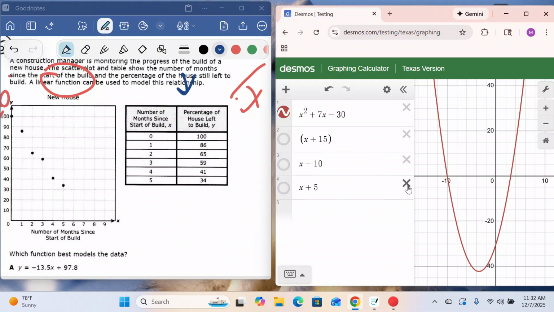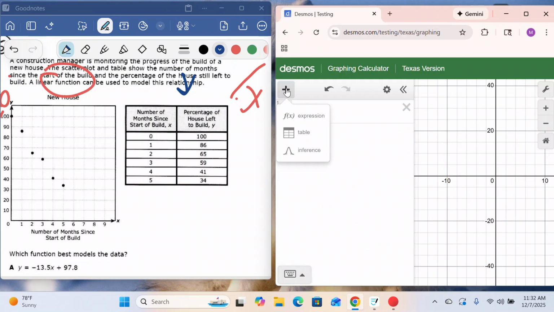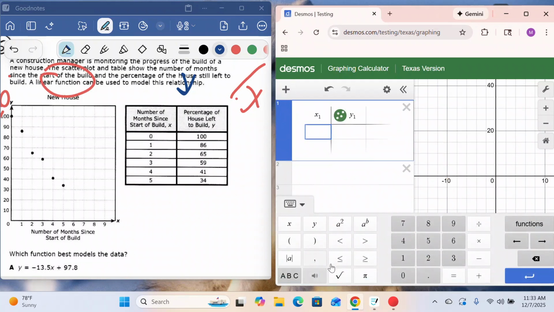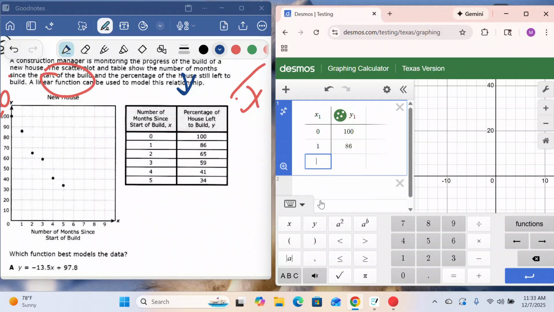Since we know it is a linear function, all I have to do is input a couple, but I'm going to input 3 of them. So I'm going to put 0 and 100. Then 100, and then 1 and 86. And since this is a scatter plot, it goes a little crazy, so I would recommend inputting more than just 3.